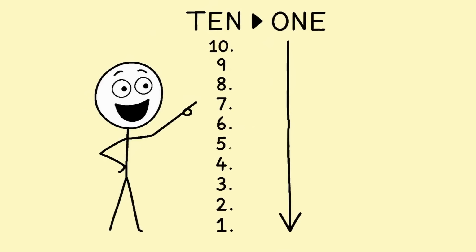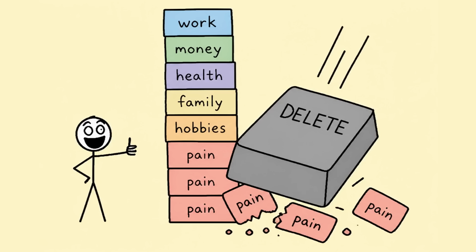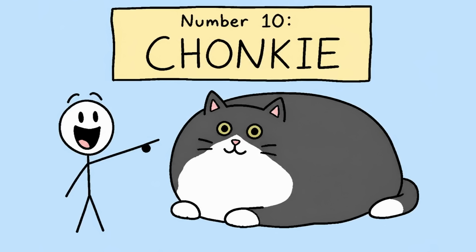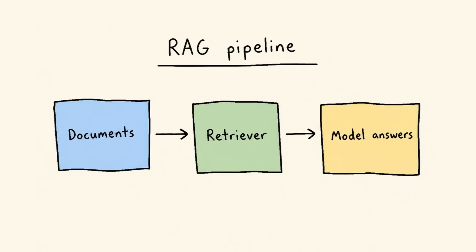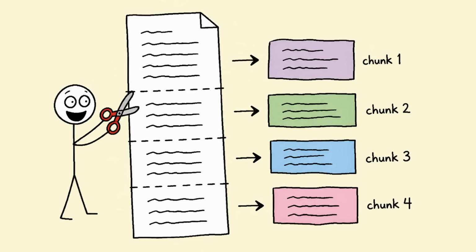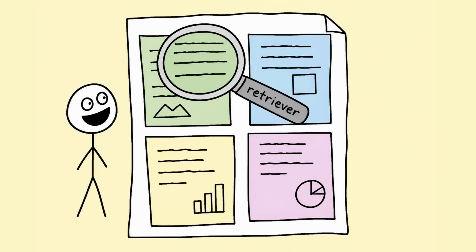So here's the countdown, 10 down to 1, and I'm ranking them by how much pain each one just deletes from your stack. Number 10 is Chonkie, and it solves a problem that, honestly, most people don't even realize is costing them quality. So if you're building anything with retrieval, a RAG pipeline, where the model looks up relevant documents before it answers, you gotta chop those documents into chunks first. Sounds trivial. It isn't. The way you split that text, it decides what the retriever can actually find.